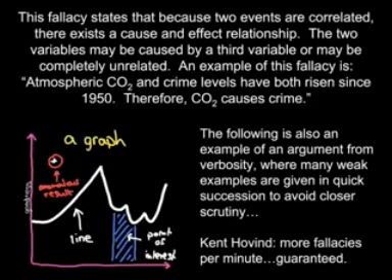Correlation implies causation. This fallacy states that because two events are correlated, there exists a cause and effect relationship. The two variables may be caused by a third variable, or may be completely unrelated. An example of this fallacy is, atmospheric carbon dioxide and crime levels have both risen since 1950. Therefore, carbon dioxide causes crime.